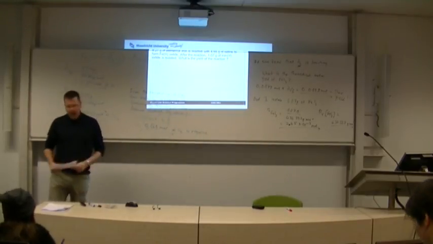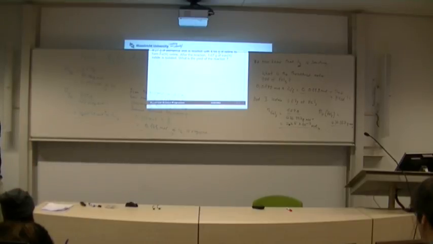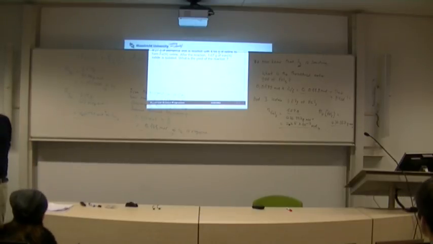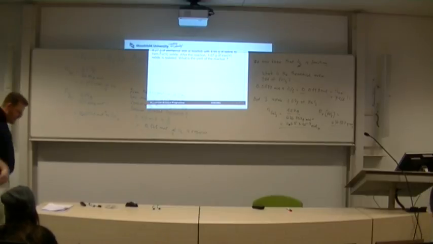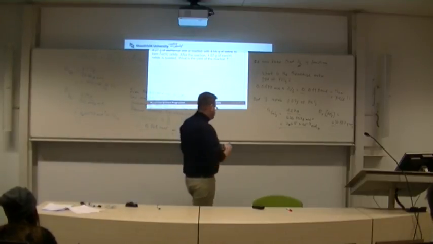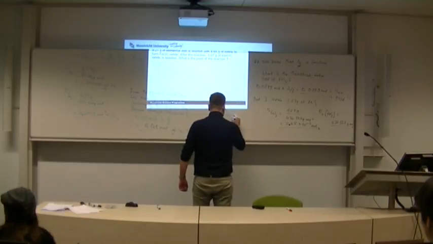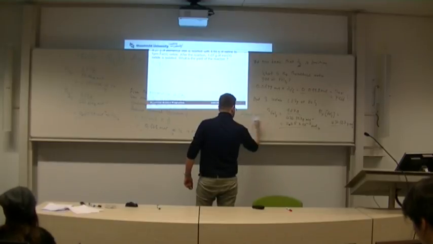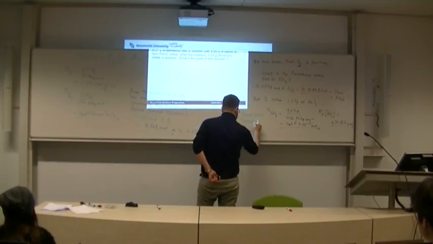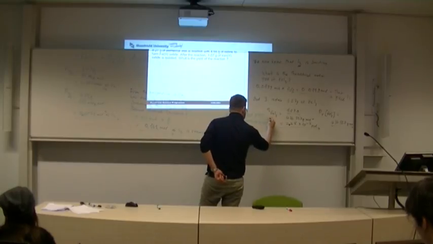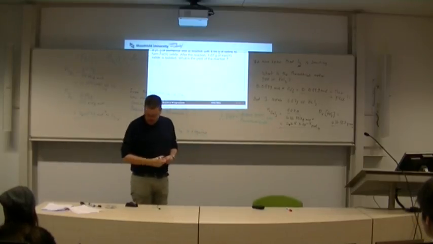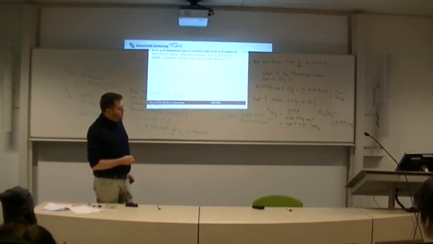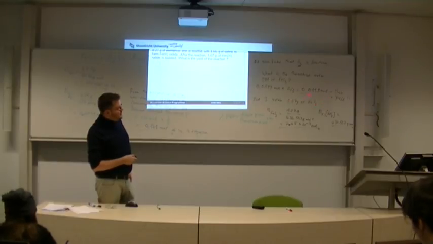Now, how do I calculate the percentage yield of the reaction? What is percentage yield? It's actual yield over theoretical yield times 100. What is the actual yield? The actual yield we've just calculated is 2.45 times 10 to the minus 3 moles. The theoretical yield is essentially 1.19 times 10 to the minus 2 moles.